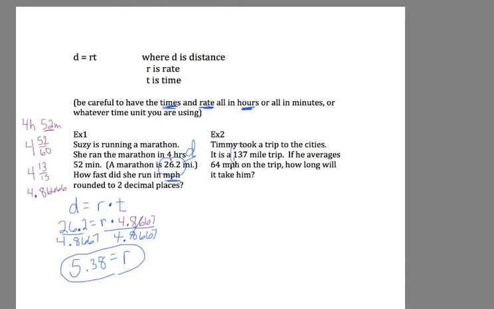Timmy took a trip to the cities. This is the distance. This is his rate. Distance equals rate times time. So his distance was 137 miles. His rate was 64 miles per hour. My time's going to come out in hours now since I'm talking miles per hour. I'm going to divide both sides by 64. On a calculator, 137 divided by 64, 2.14 hours.